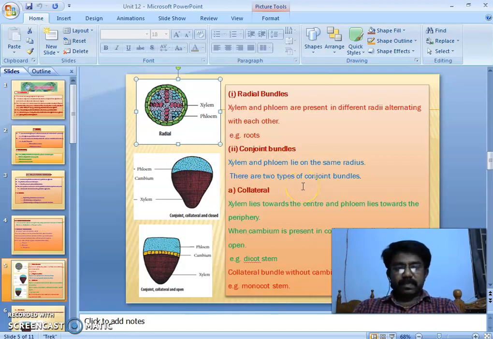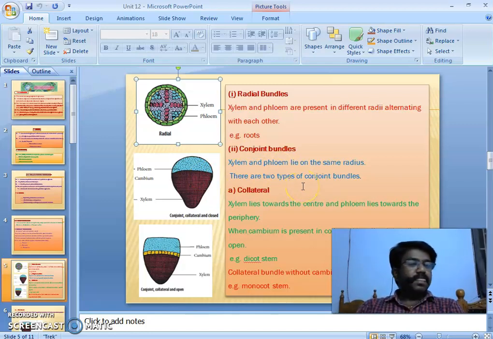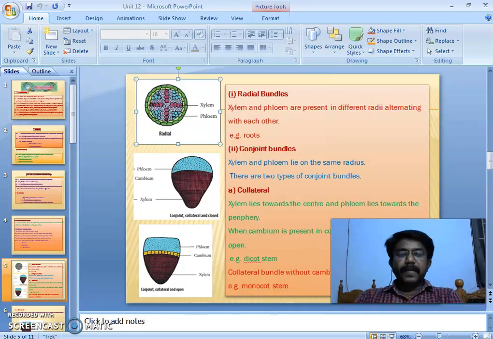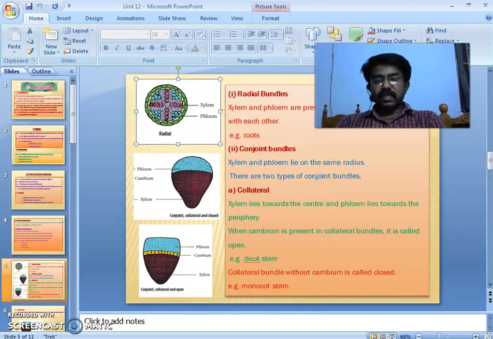There are two types of conjoint bundles. Next, we are discussing collateral bundles. Xylem lies towards the center and phloem lies towards the periphery, the outermost region. When cambium is present in a collateral bundle, it is called open. Example, dicot stem.